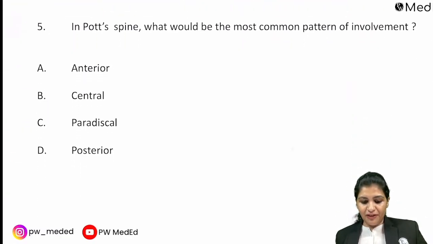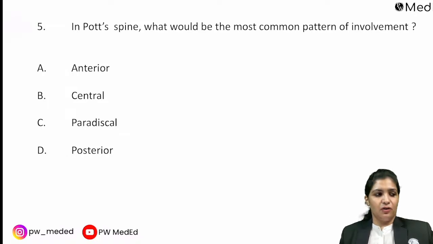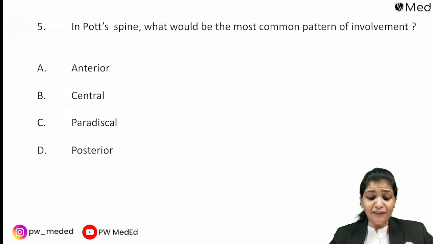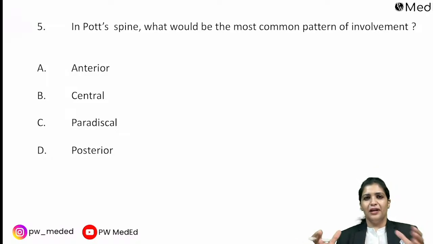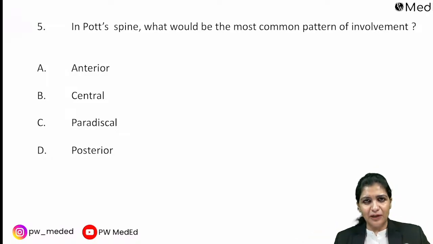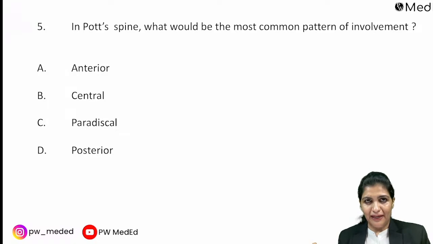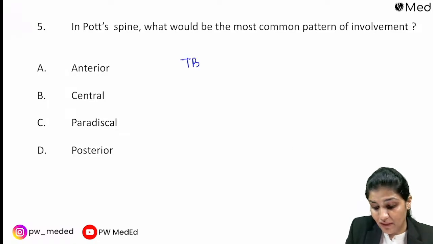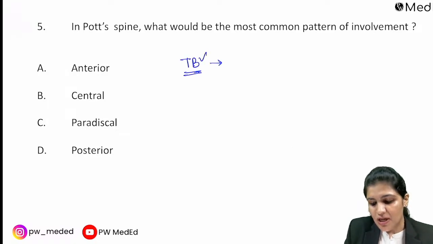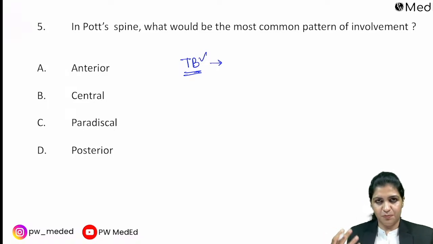Next, coming to the fifth question. So hope you are all following. Now coming to the Pott spine, what would be the most common pattern of involvement? This is a very simple question, very easy and straightforward. There is not much to think about. If you remember, Pott spine is tuberculosis. First you have to know that tuberculosis of the spine is called Pott spine.